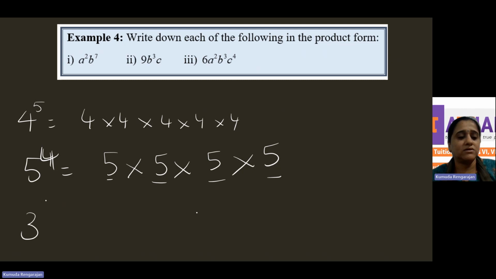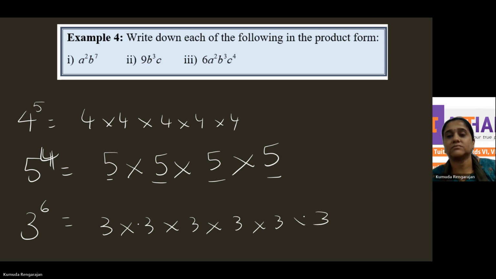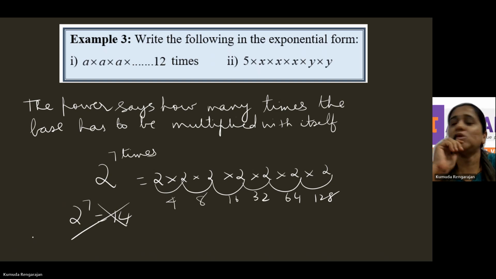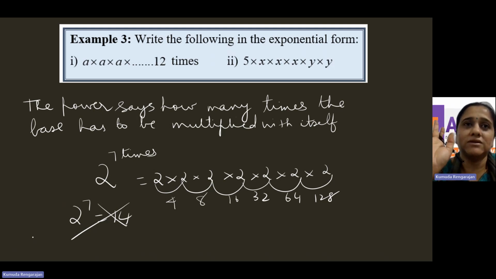What is 3 to the power 6? How many times? 6 times. What should be written 6 times? 1, 2, 3, 4, 5, 6 times. Whenever you see an expression in the exponential form, it is multiplication only. If it is repeated addition, it is multiplication. If it is repeated multiplication, exponential form.